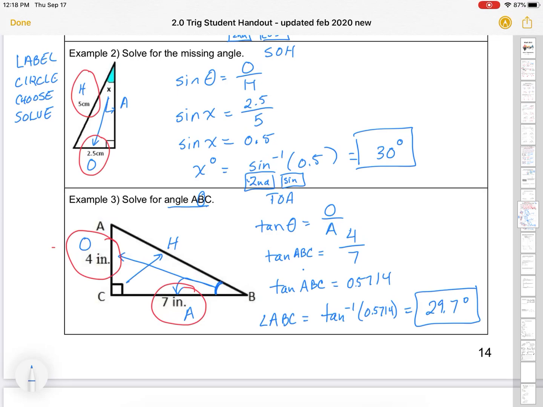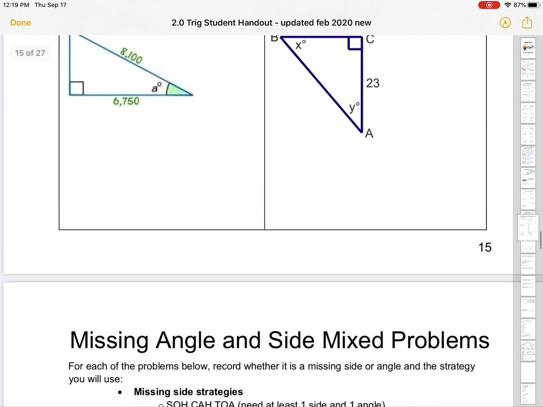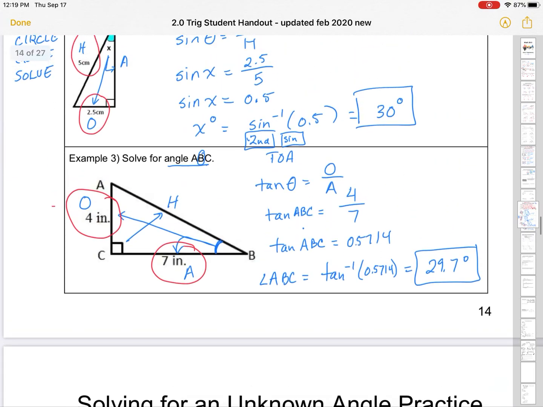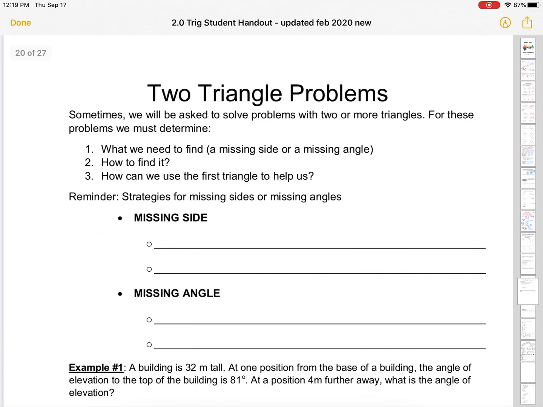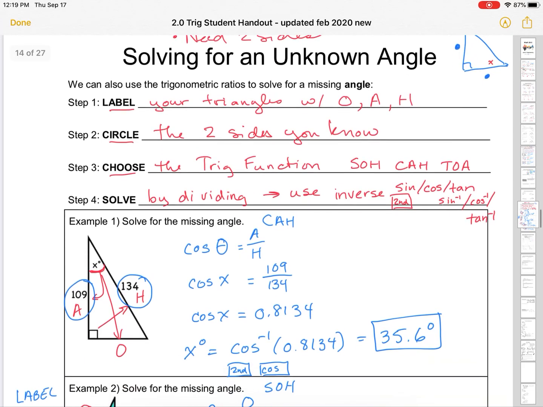Okay. So that is the first lesson for today: finding missing angles. If you finish this practice super fast, because you have this page to do, page 15, go back and work on pages 12 and 13 as well from yesterday.